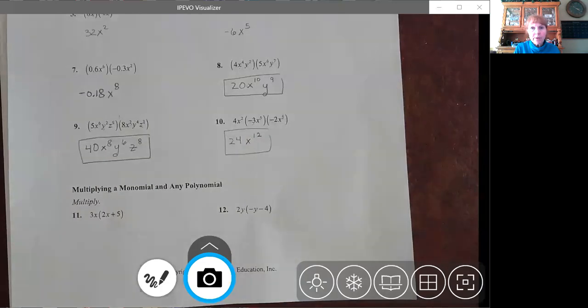And that was just kind of a quick review of our section 10.2, the multiplying. If we had been dividing, we would have been subtracting exponents, but we're not doing that in this section.